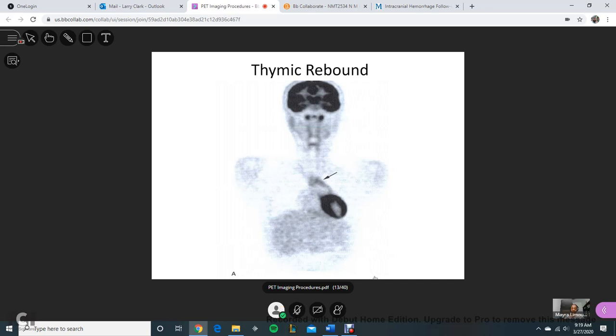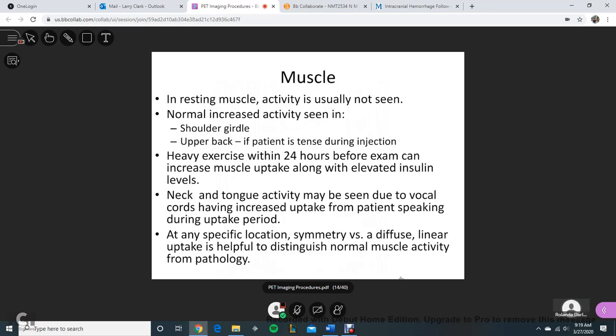And if you see the thymus, what does that mean? They're rebounding from chemotherapy? Chemo. Okay, exactly, chemotherapy.